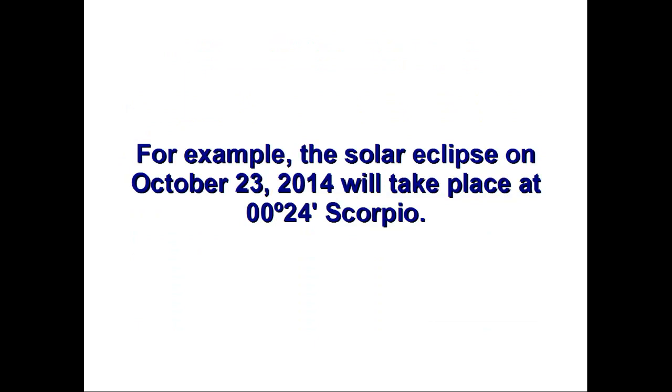Let's take a look at an example here. For example, we have coming up in just a couple of days here on October 23rd, a solar eclipse. This is a partial solar eclipse, and it occurs here not just on October 23rd, but in the zodiac at 0 degrees, 24 minutes of the sign of Scorpio.